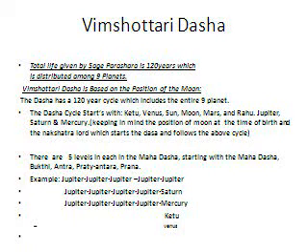There are 5 levels in the Dasha system. The first level is the Mahadasha, the second level is called the Bhukti, the third level is called the Antara, the fourth level is called the Pratyantara, and the fifth level is Prana.